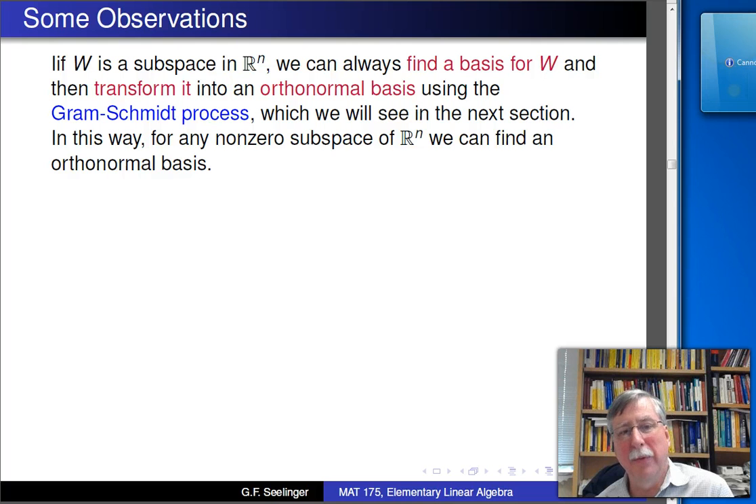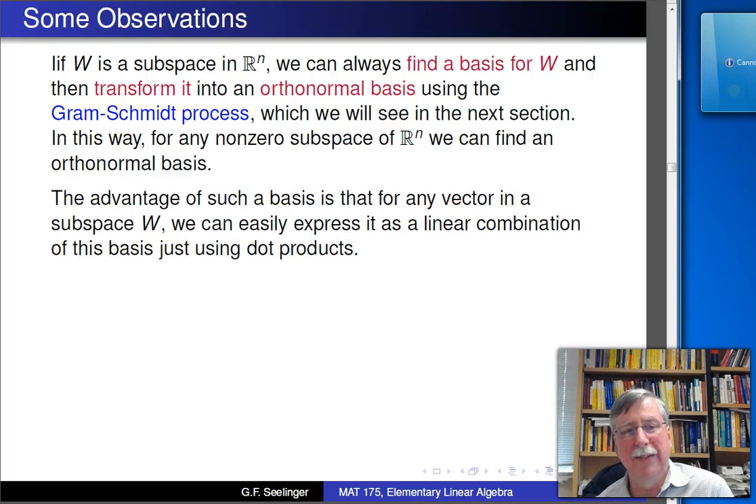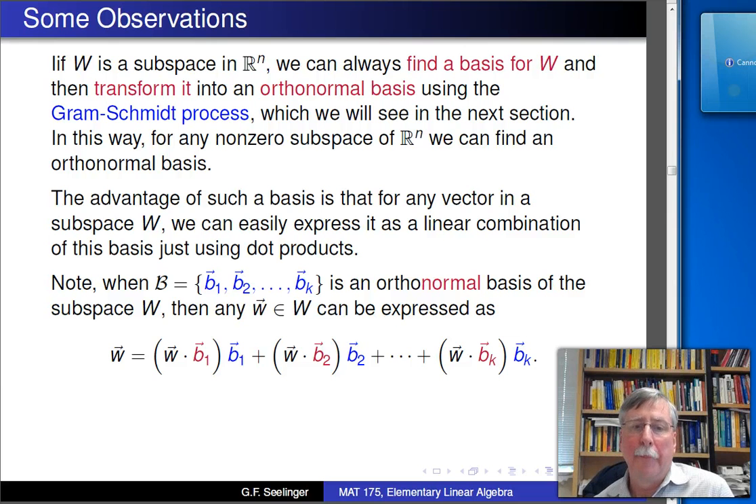And that way we can always find orthonormal bases. And the advantage again is that we can easily express any vector in our subspace as a linear combination of these basis elements just using dot products. And so we can use those coordinates easily. In particular, when B is an orthonormal basis, we have this nice expression where all I'm doing is just taking the dot product for each basis vector. But again, that's orthonormal, where I'm guaranteed to have unit vectors.